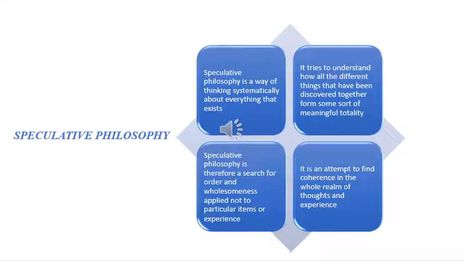Now, we are going to discuss the first method of philosophy, and this method of doing philosophy is called speculative. Speculative philosophy generally is a way of thinking systematically about how everything around us, everything in this world, everything you are thinking of, how does that thing exist? This method of philosophy finds time to think systematically about how these things exist. It tries to understand how all the different things that have been discovered come together to form some sort of meaningful totality.